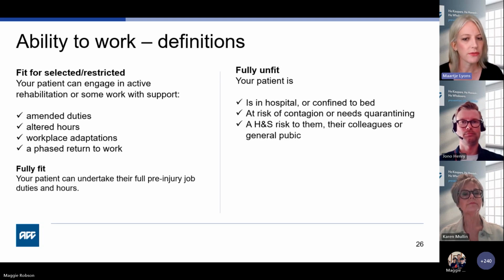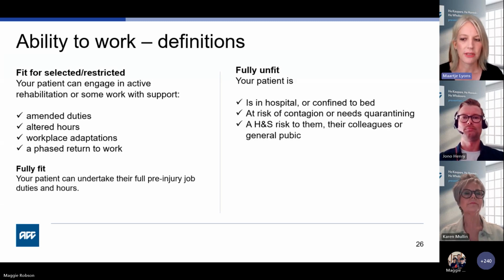Most patients will be fit for selected or restricted duties, even if they can't manage the duties of their normal work role. This might require some amendments of their duties or hours, or some support and adaptations in their workplace, or perhaps a graduated return to work. If your patient can undertake their normal duties and hours, then they're fully fit for work.